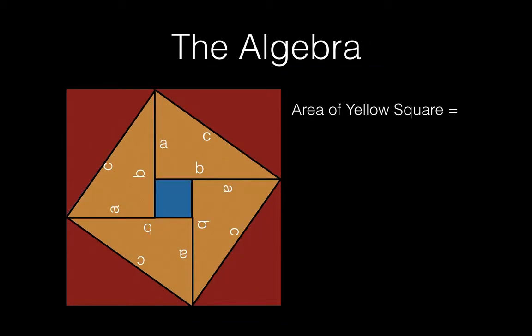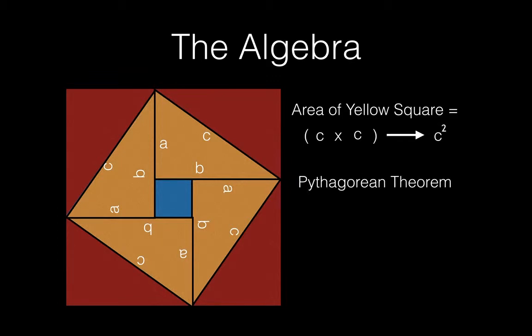Well, the first thing we need to do is find the area of the yellow square we've created. The area of the yellow square is equal to base times height. So, the height and the base are both c. So we have c times c is equal to area. This can be simplified to simply c squared.